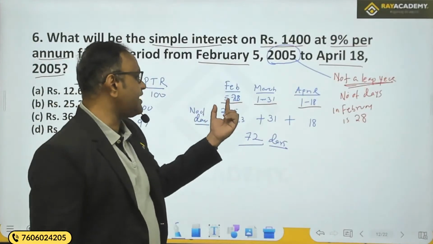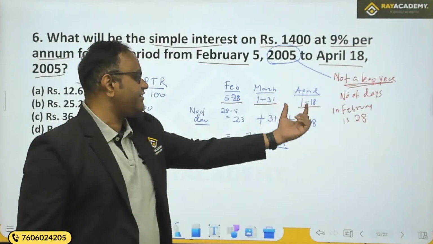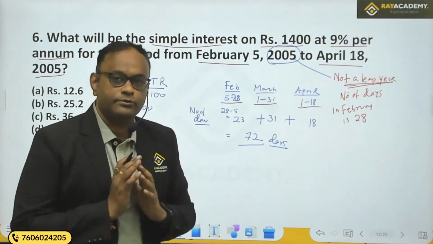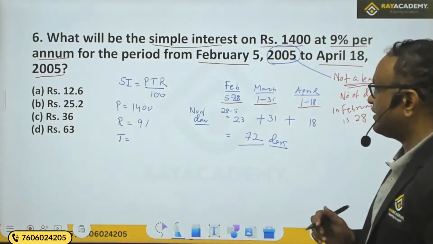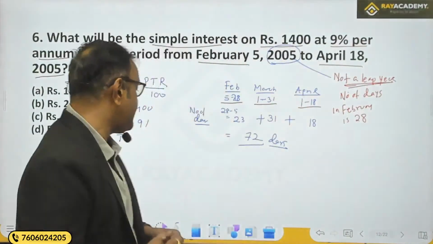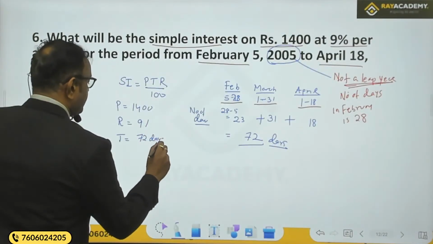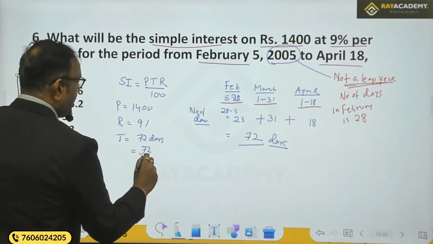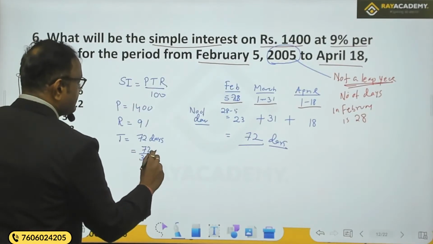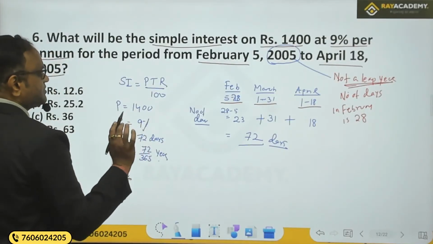February 5 to 28 is 23 days, March has total 31 days and April has 18 days. So for a total of 72 days the amount is invested. So our time period is 72 days. But simple interest always needs the time period in number of years, so it is 72 by 365 years, and the rate of interest is 9% per annum.